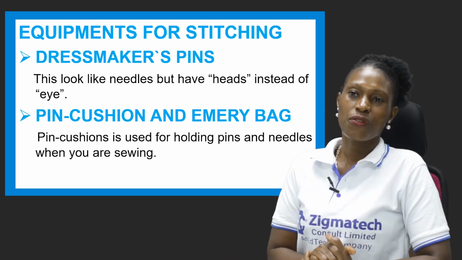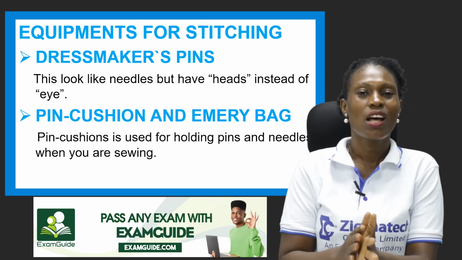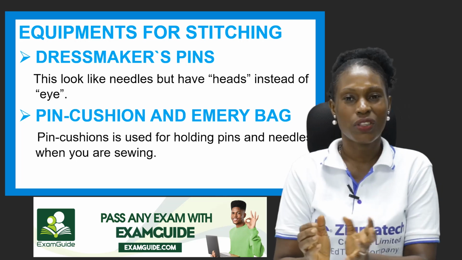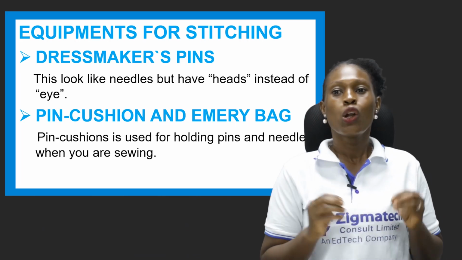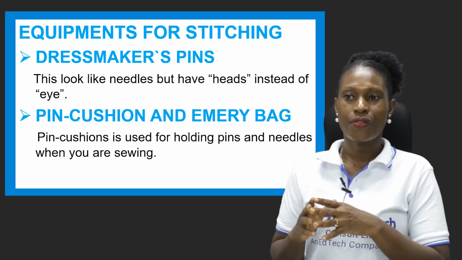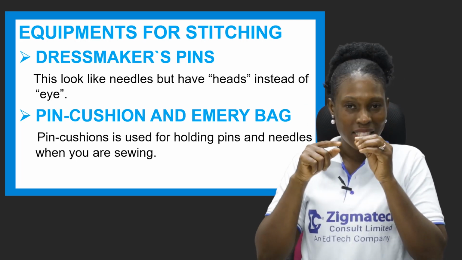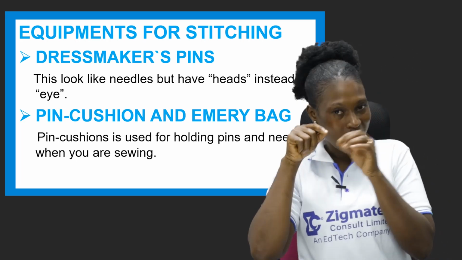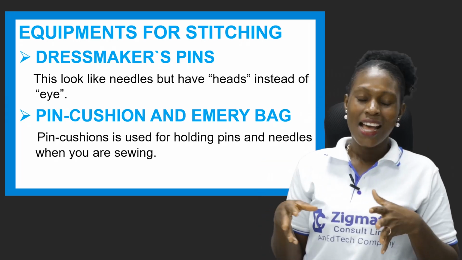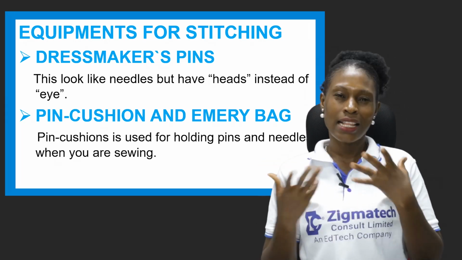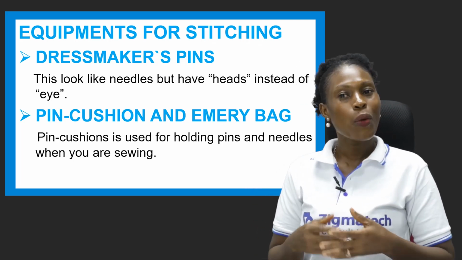Now let's look at equipment for stitching. You need to stitch some things, so you have to get familiar with some of these equipments. Now we have the dressmaker's pin. This looks like needles, but they don't have eyes, they have heads. The eye in a needle is that part where you put your thread. These ones don't have an eye, but they have heads. We also call it our office pin. So that one is your dressmaker's pin.